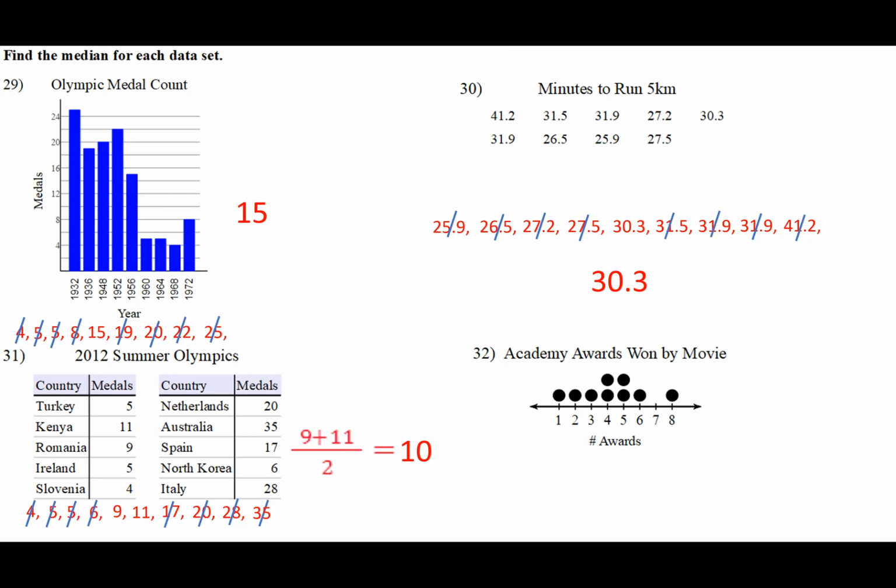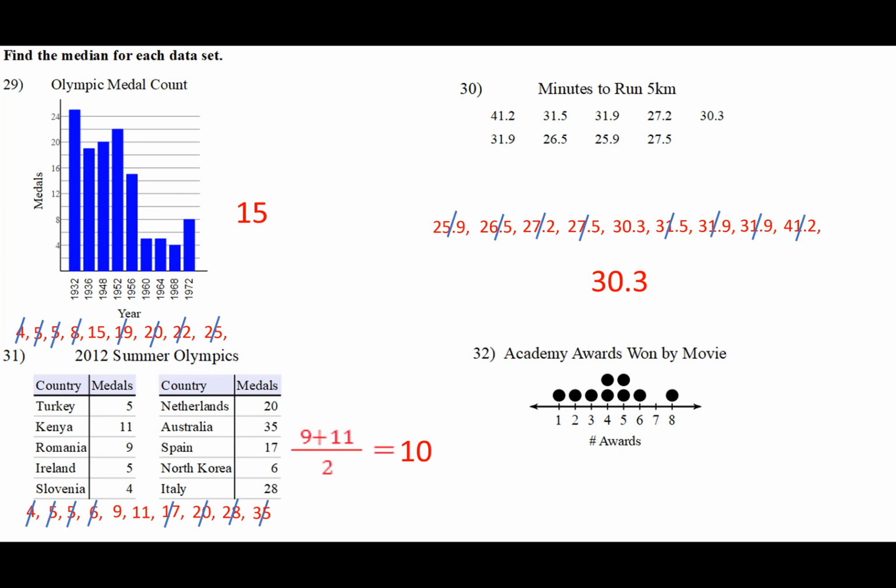In some cases we might have only one median number, like we did in number 29 and 30, and that's the number. In some cases we have two numbers in the middle, like we did in number 31. We add those two numbers and divide by 2.